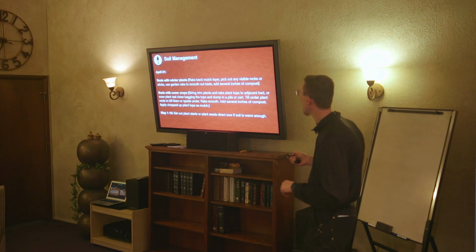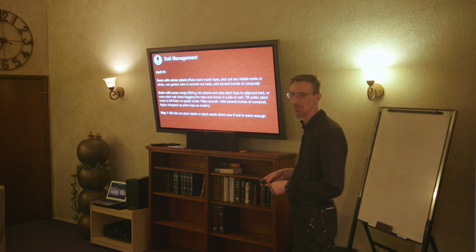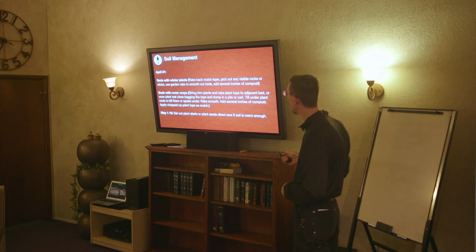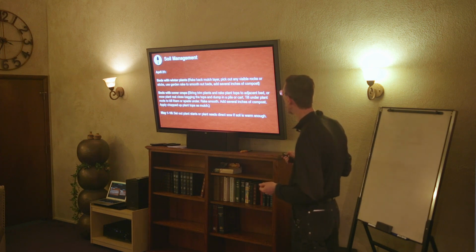Okay, so what do we do when it comes around this time? You can do stuff now, but generally you want to wait till it warms up and starts getting nice out, and then go out there and just get it done. So beds with winter plants, that would be your kale, collards, things like that that are still growing out there, you want to rake back the mulch layer.